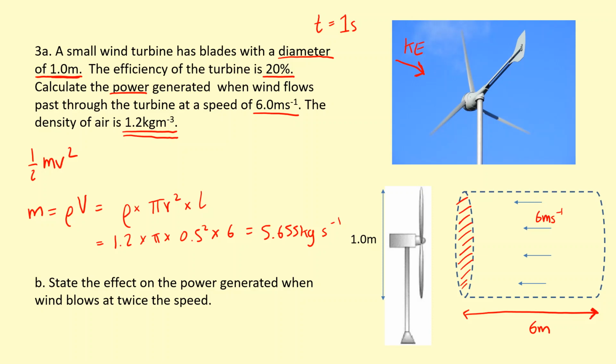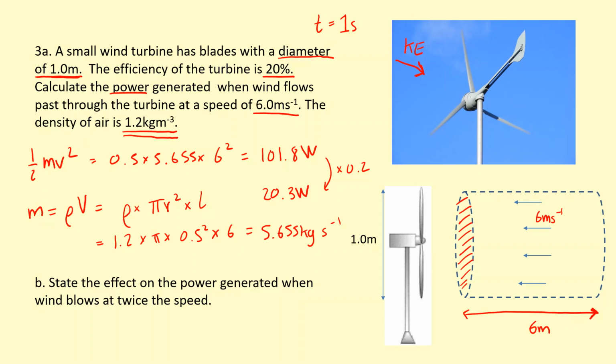Now that I've got the mass there, I'm going to multiply it by 0.5 and the speed squared, 6 squared, and that gives me a kinetic energy of 101.8 watts. But not all of this will turn into electrical energy, only 20%. So if I multiply that by 0.2, I get power that should be generated of 20.3 watts.